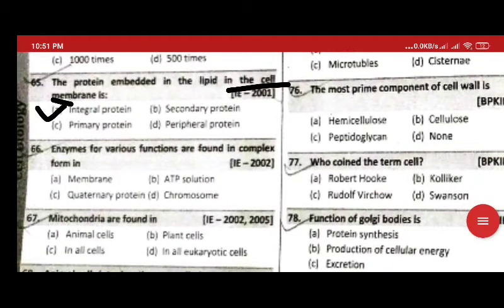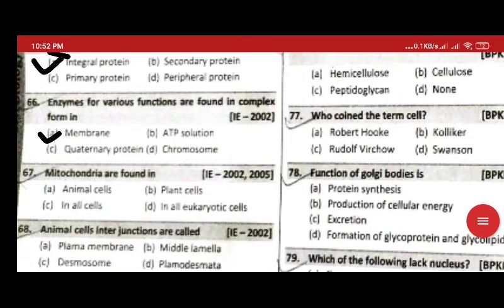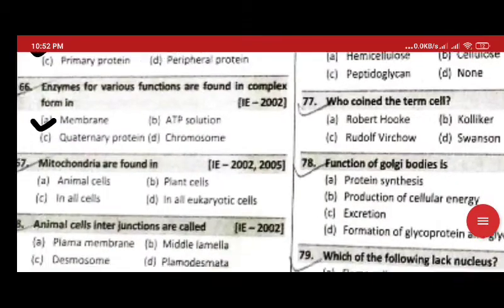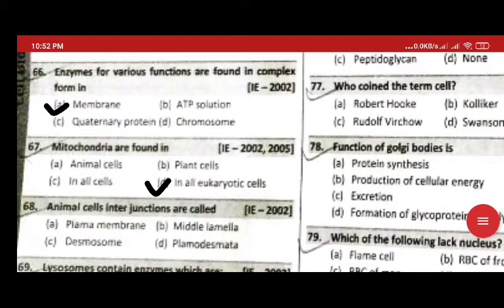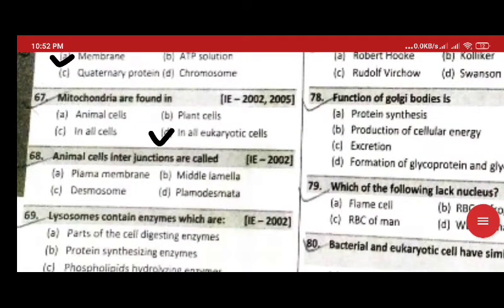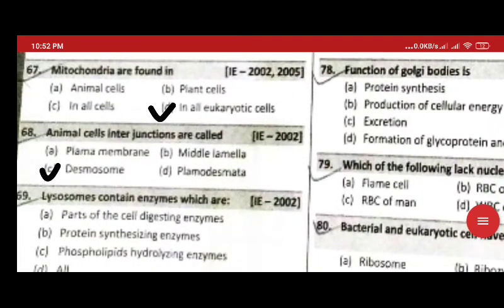Now 66, enzymes for various functions found in complex form, that is called what? Membrane. Yes, it's membrane. Various functions in complex form, that is called membrane. Like in nucleus also, same membrane. Now 67 we have mitochondria found in all eukaryotes. Now 68 we have animal cell interjunction. Also interjunction is called what? Desmosomes, because interjunction is for connection, desmosomes.